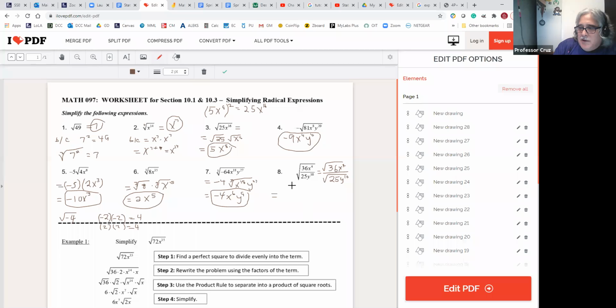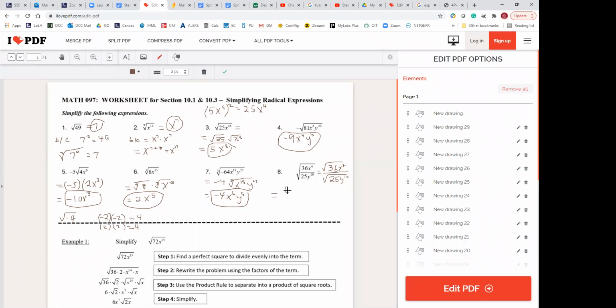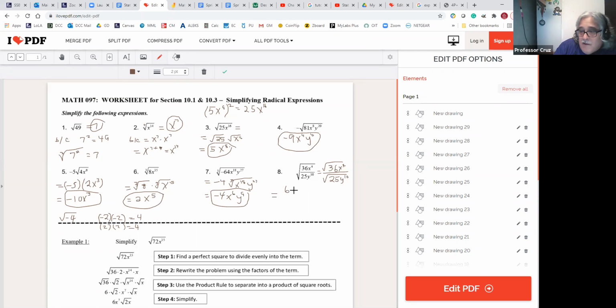Square root of 36 is 6, x. And then x to the fourth, or half of that, is x squared. Down here, square root of 25 is 5, right? Yeah. And then half of 10 is 5. Now, if you can simplify here, you do it, but there's nothing. Oops, this is a y. I'll fix that.